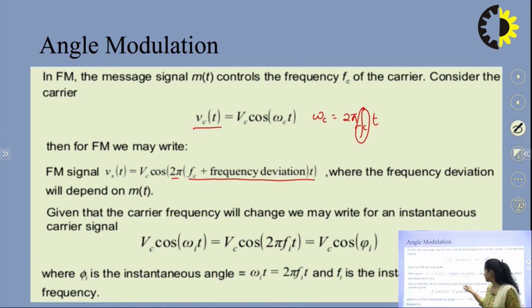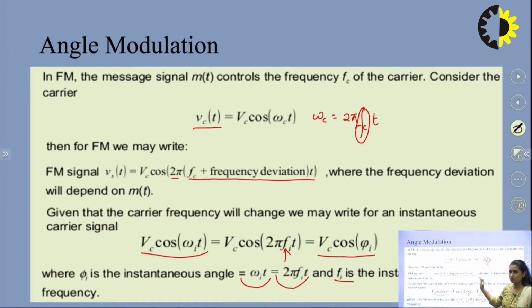True. Now given that the carrier frequency will change, we may write for an instantaneous carrier signal. If at a particular instant of time I want to see the value of my carrier signal in terms of expressions, I'll replace omega c by omega I, the instantaneous value of my angle. Here there is a variation in frequency, so I'll talk specifically about the instantaneous frequency. Because of the change in frequency, my complete angle will change, and this angle I represent by the subscript I, the instantaneous angle, which in terms of omega is represented by this, and in terms of frequency omega is 2 pi f. This is how I represent it, where fi is my instantaneous frequency. These are the notations we must be careful about.